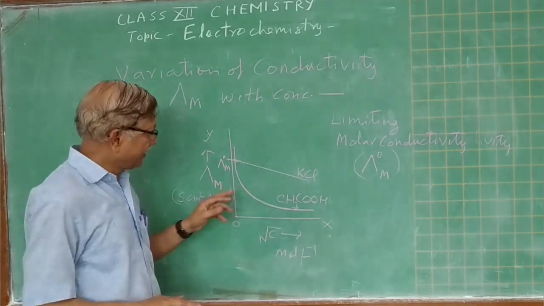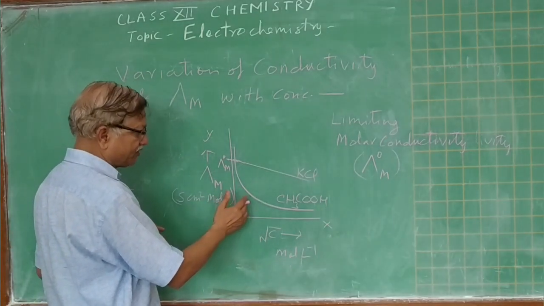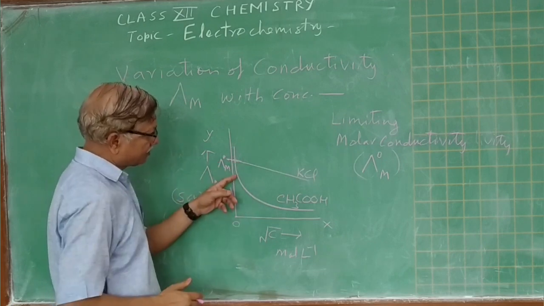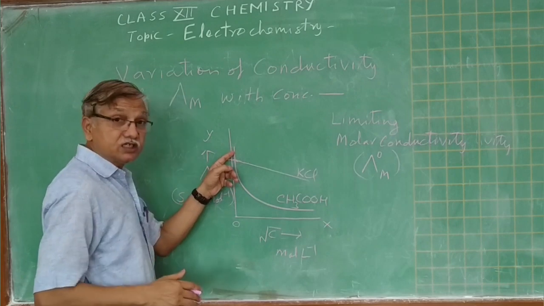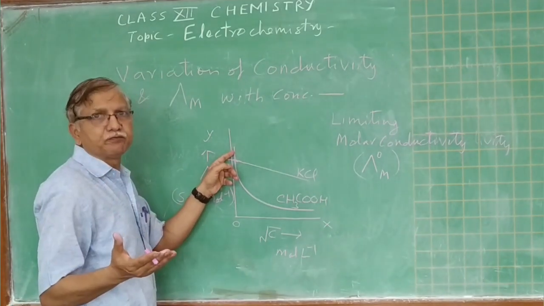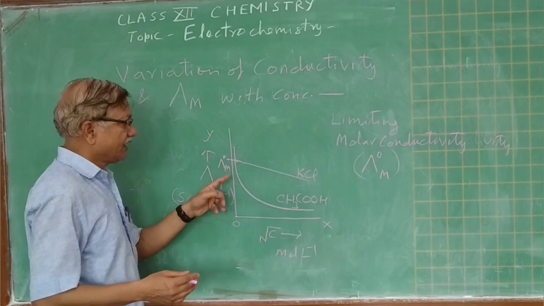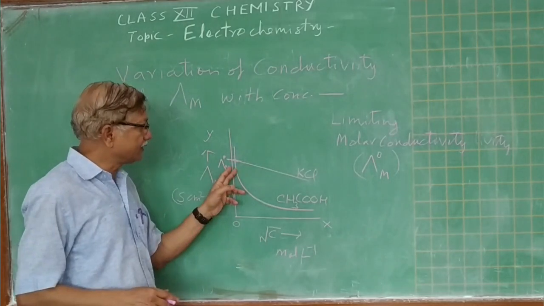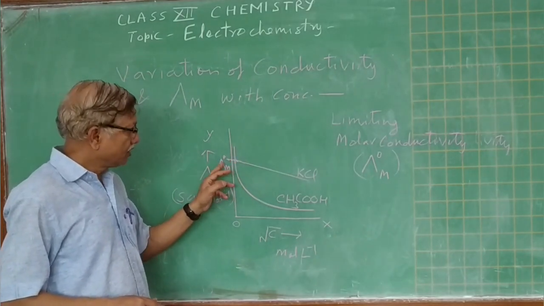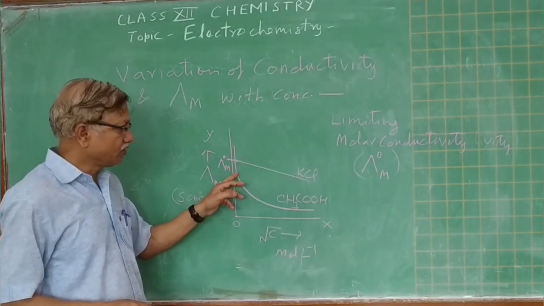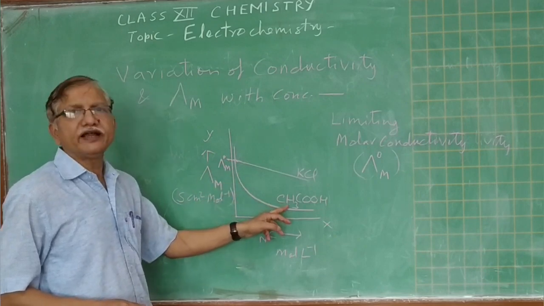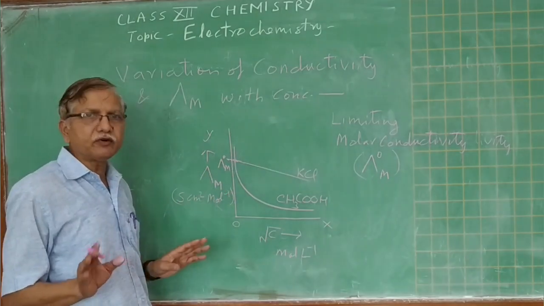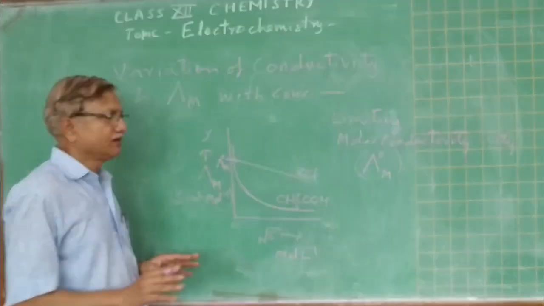After a certain dilution, after a minimum concentration, the molar conductivity of the weak electrolyte rises sharply, a steep rise you can see, and the graph becomes parallel to the y-axis. This parallel graph shows that the limiting molar conductivity for a weak electrolyte cannot be obtained by extrapolation, because the graph becomes parallel.